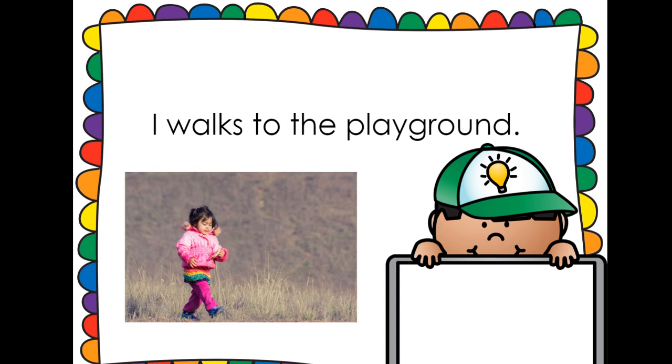So this sentence says, I walks to the playground. Walks is the verb, and I, which is this little girl, I is the subject, and these two words have to work together to make this sentence make sense. So think about this. I walks to the playground. Does I walks make sense to you? Or would a different verb make better sense? Let's see if our verb patroller agrees or disagrees.